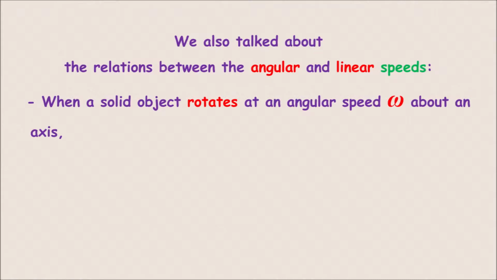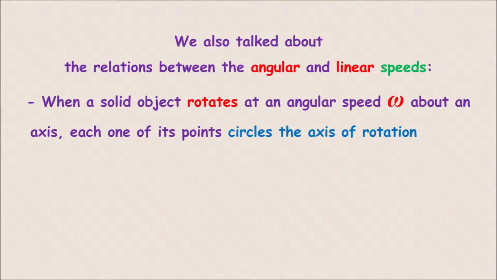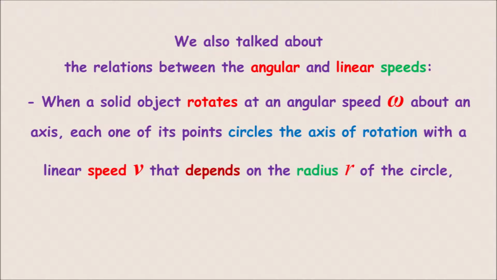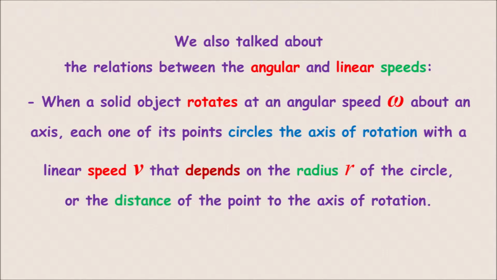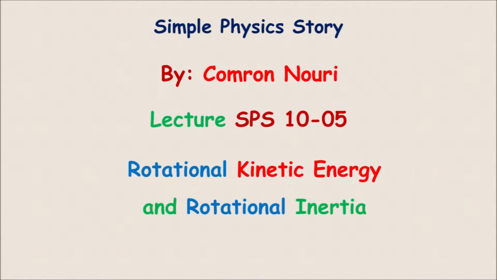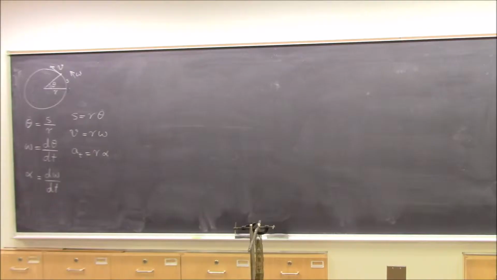When a solid object rotates at an angular speed omega about an axis, each one of its points circles the axis of rotation with a linear speed v that is proportional to the radius of its circle, or the distance of the point to the axis of rotation. So v equals r times omega. Now we will see where the formulas for rotational kinetic energy and rotational inertia come from.